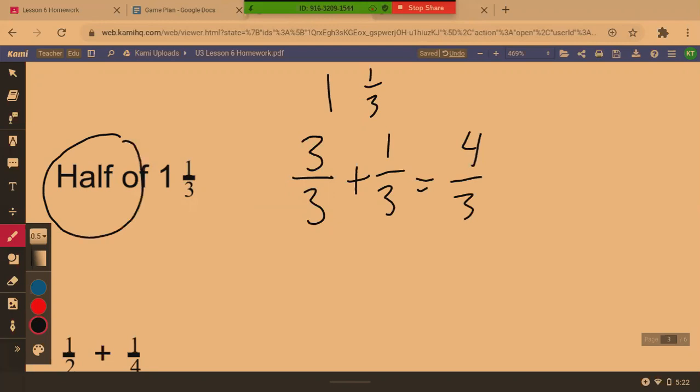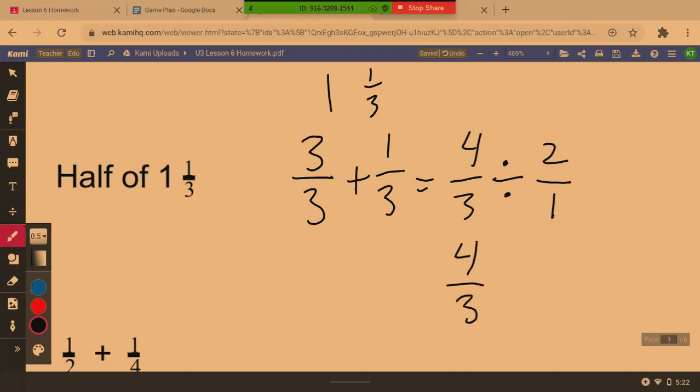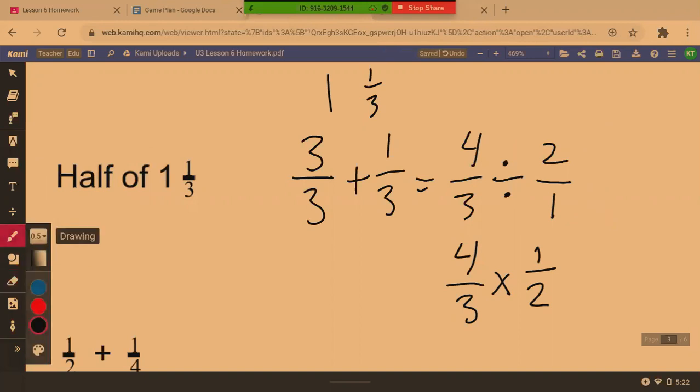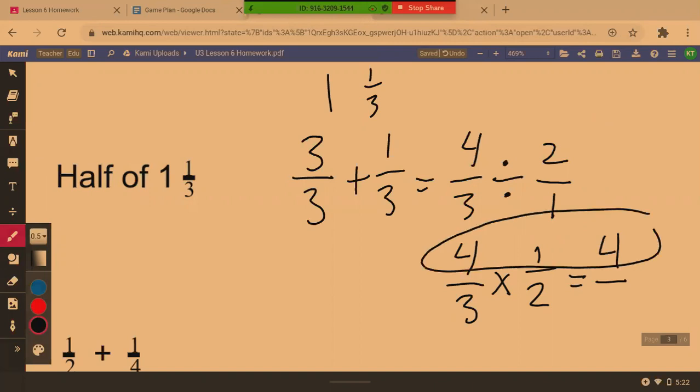Well, the question asks for half of 1 1/3, so half of 4/3. So divided by 2 over 1. And you know that when we divide fractions, we would multiply by the reciprocal, which means we would flip 2/1. So let's flip it, and that is going to turn into 1/2. So now 4/3 divided by 2 turns into 4/3 times 1/2. And the answer is going to be 4, because we multiply straight across, over 6.